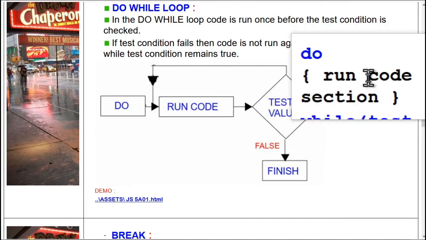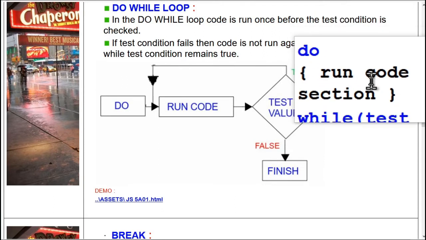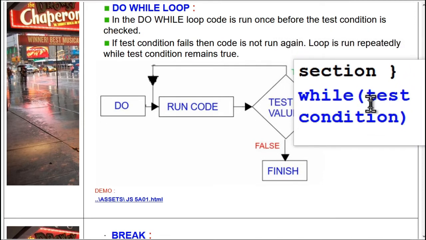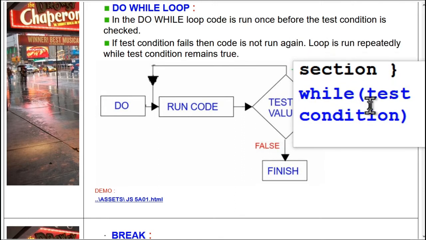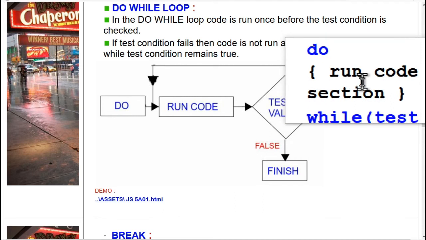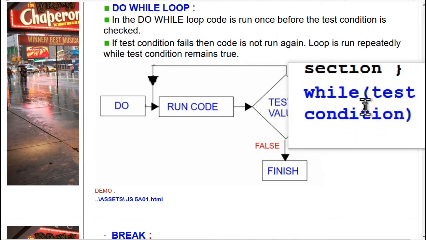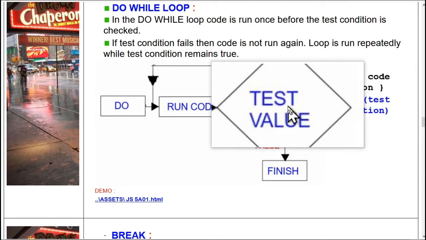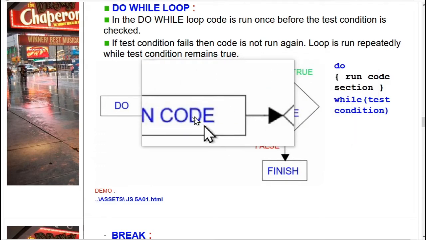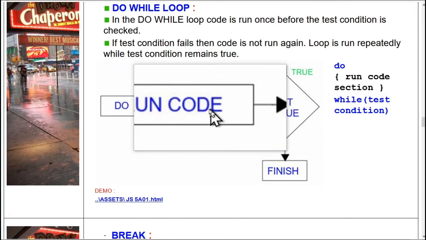The syntax is like this: do, then curly brackets, put your code in here that you want to run, while, and then normal brackets here, while the test condition is true. So you see, you run the code first and then test it. And the same thing applies in this, that when you're testing your value, that value has to be modified at some point. If the value never changes, then it will keep on running the loop forever. So you modify your test value in your code section here.